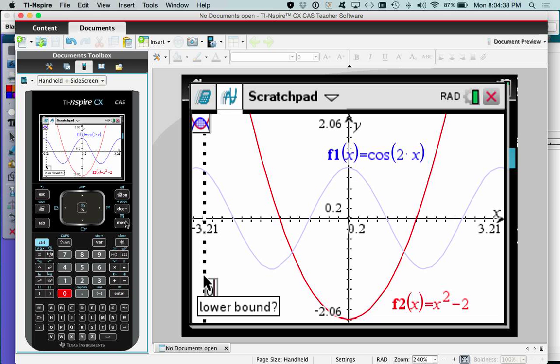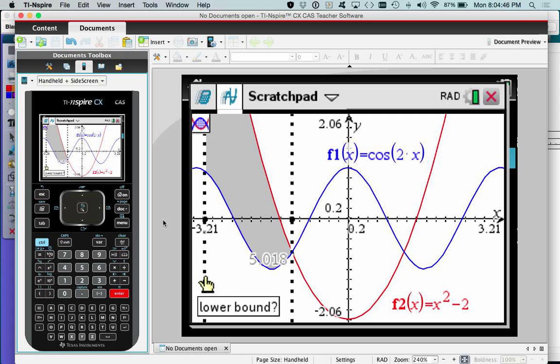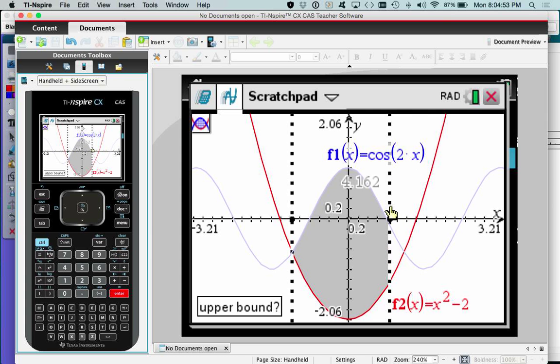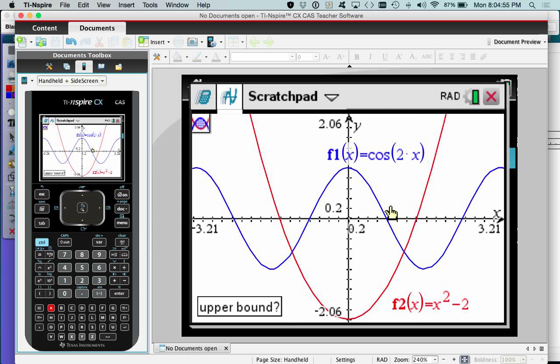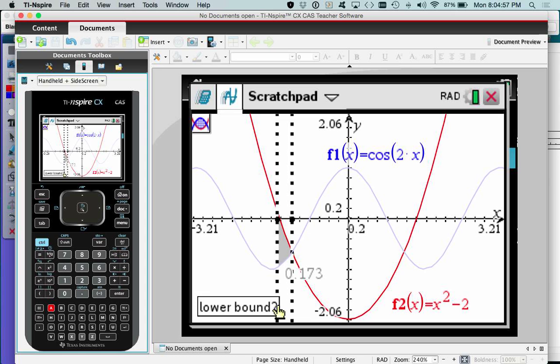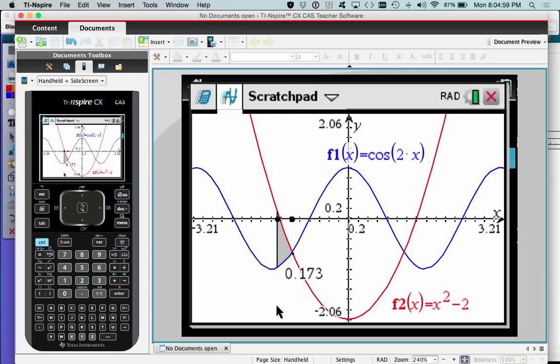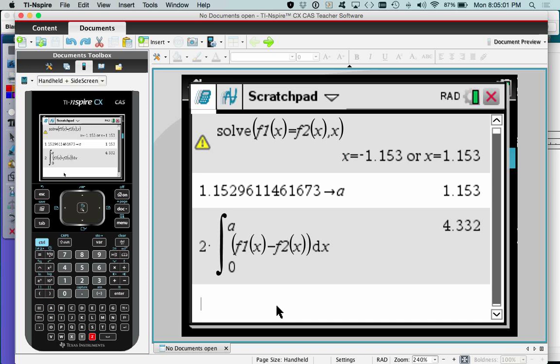Actually, sorry. My lower bound in this case, I may as well take negative A. I don't know. Let's try this. Negative A. Yep, that was fine. It remembers my negative A. And my upper bound is going to be over here at positive A. So I think I can just put that in. No, I can't.